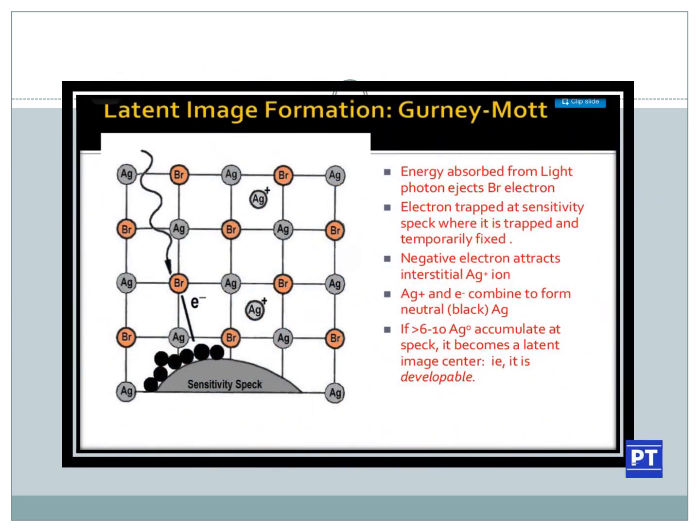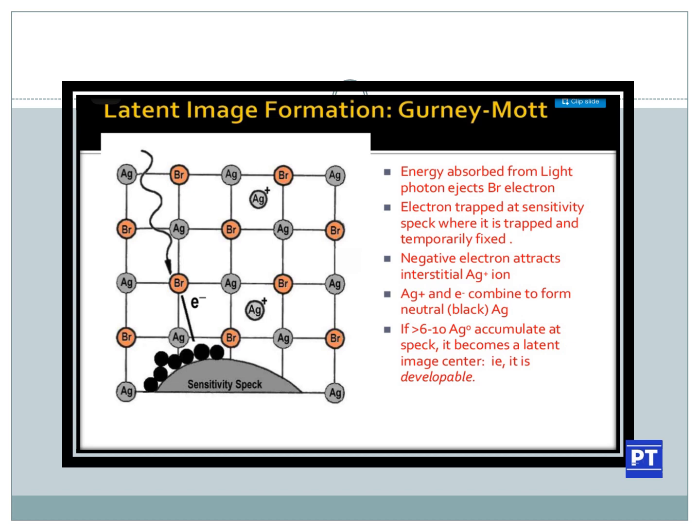Here you can see an image. The energy deposited from light photons ejects Br electrons. In this image you can see a light photon coming and interacting with bromine. When the light photon interacts with bromine, it will eject an electron, and the electron is trapped at the sensitivity speck, where it is trapped and temporarily fixed.